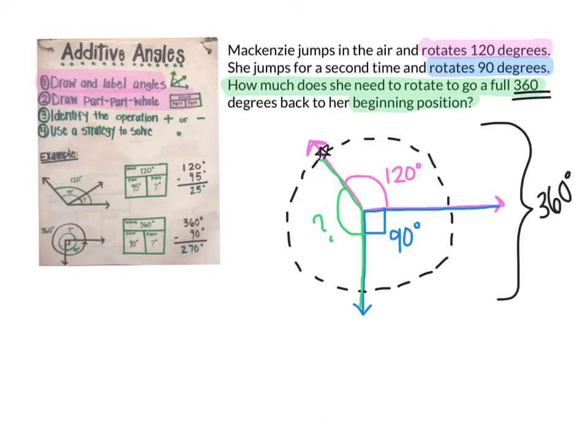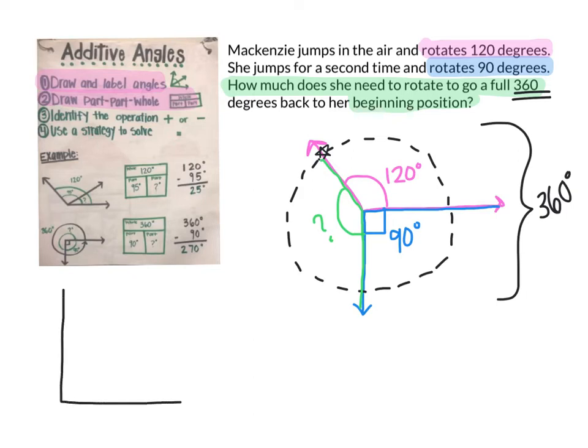Our part-part whole chart usually has 2 parts and a whole. But we can draw these charts to include however many parts we need. Because when I'm looking at this picture, I've got 3 different parts here, right? My 120-degree rotation, my 90 degrees, and then my missing piece. We also have our whole.